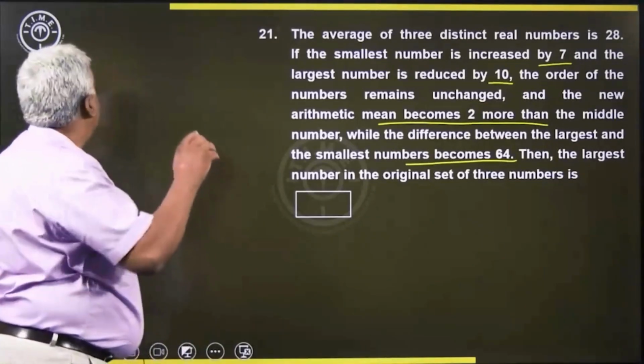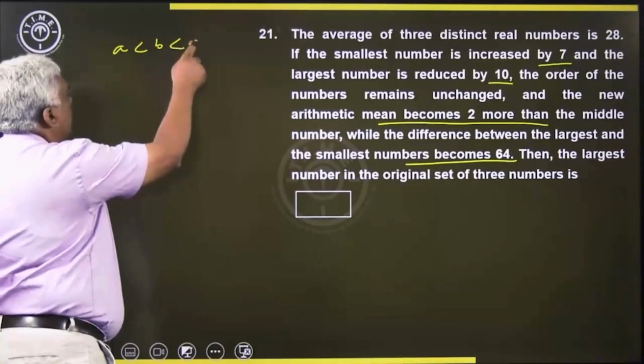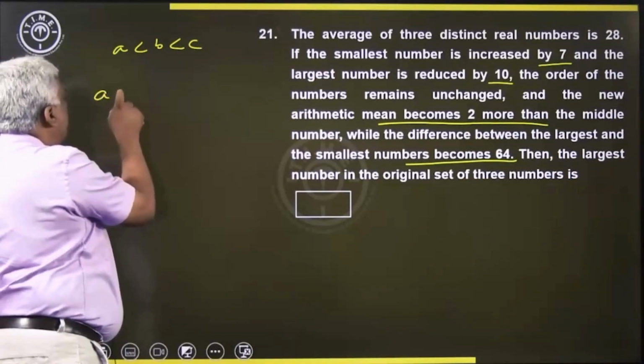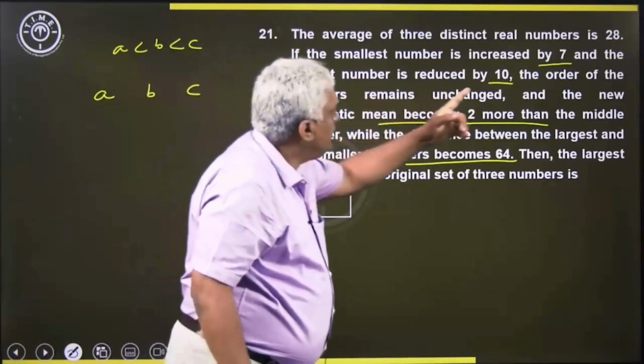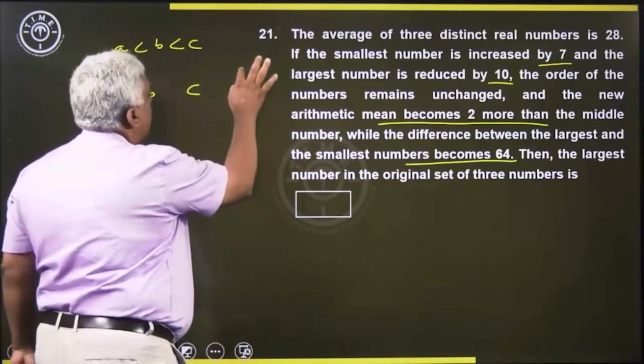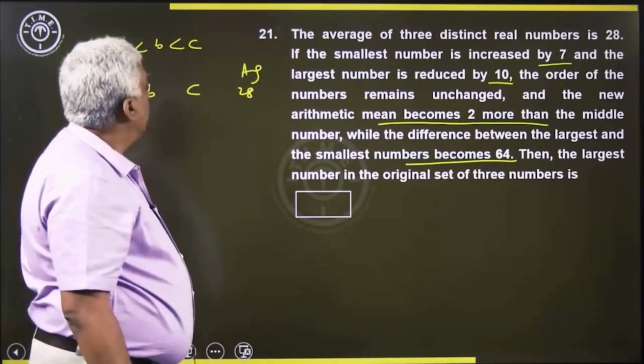Let the three numbers be A, B, C, with A less than B, less than C, in order. So A is the smallest one, B is the middle one, C is the largest one. Now, the average of the three distinct numbers is 28, as given.